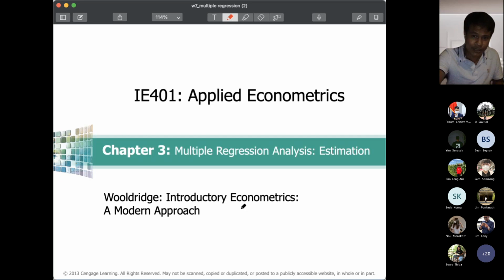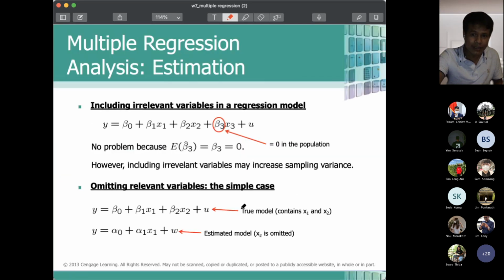All right. Today, let's continue. Since we have multiple independent variables, we incorporate many independent variables into the model, which aims to address the zero conditional mean assumption or to solve the endogeneity problem. We may at some point include an irrelevant variable into our regression model.